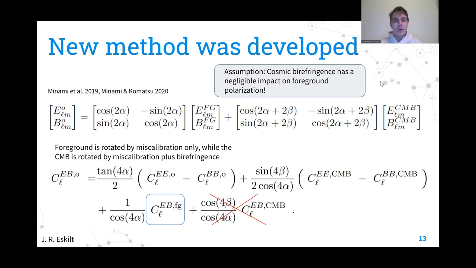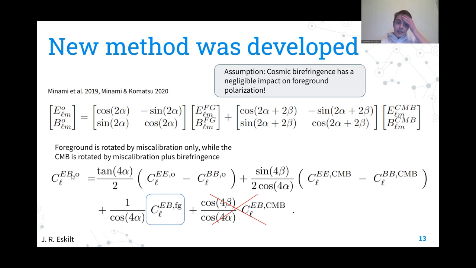Then a new method was developed by Yuto Minami and others, and their assumption is simple. Cosmic birefringence has a negligible impact on foreground polarization, and it only significantly impacts photons from the CMB, which have traveled for 14 billion years, while polarization from the Milky Way has been traveling 100,000 years. So you take the observed EB modes today and you decompose it into the foreground rotated by the miscalibration angle plus the CMB photons rotated by the miscalibration angle and the cosmic birefringence angle. And with this equation, you can derive this equation down here.